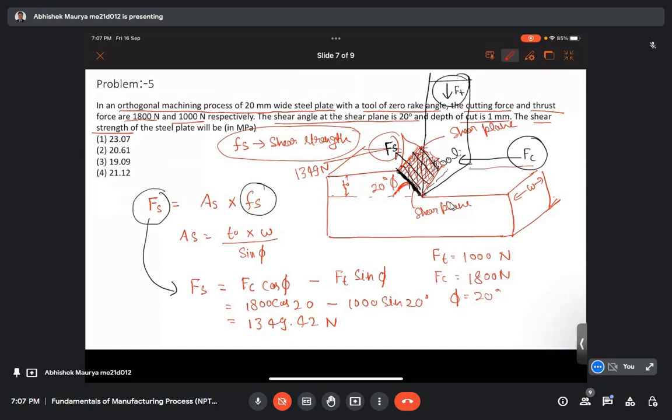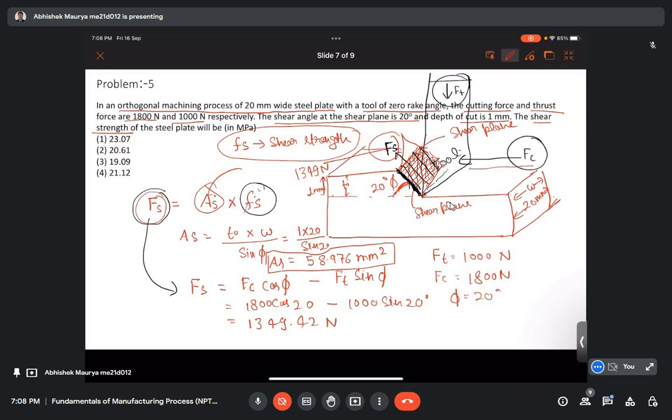Now we know Fs, and we need to find out the shear strength, small fs. So what else do we have to calculate? This area, the shear area. Here T0 is given as 1 mm, and the width is given as 20 mm. So we will get 1 into 20 upon sine 20. And finally, if we calculate, we will get 58.476 mm square.